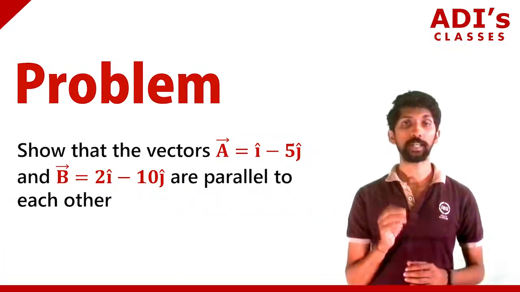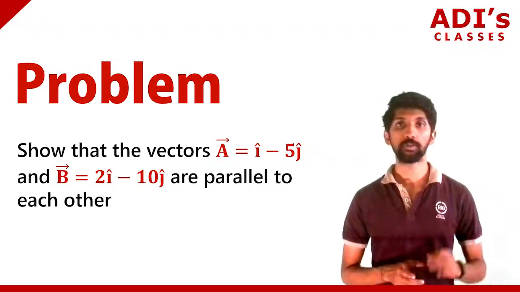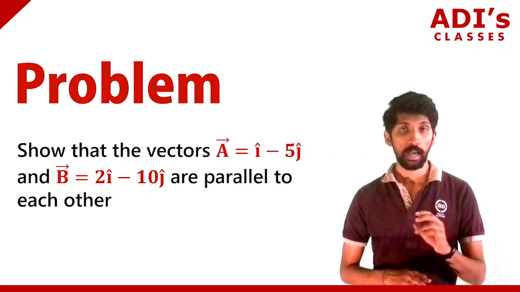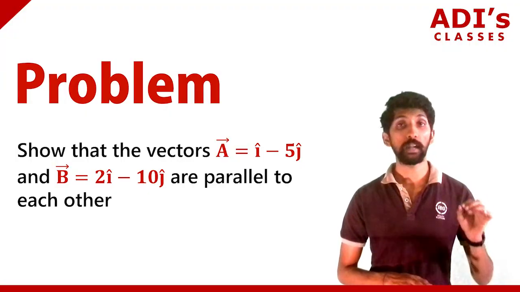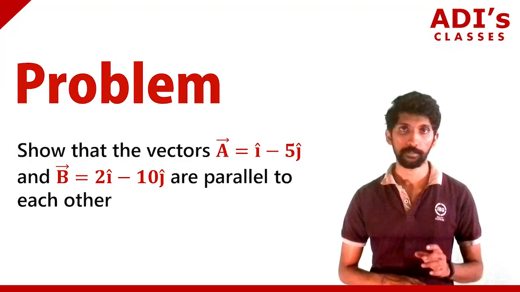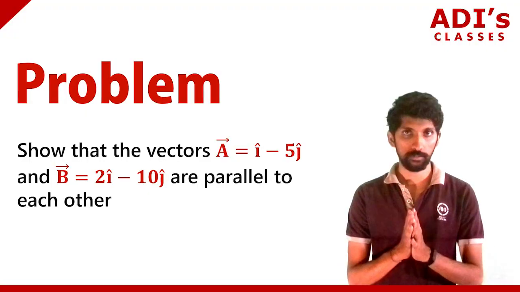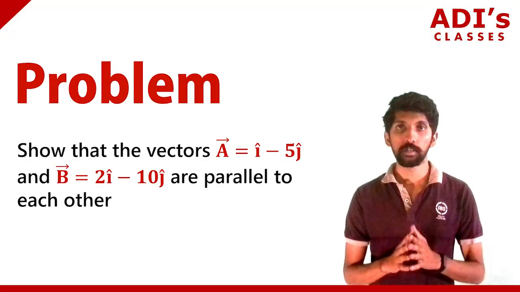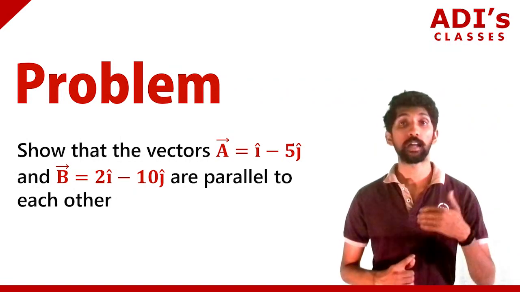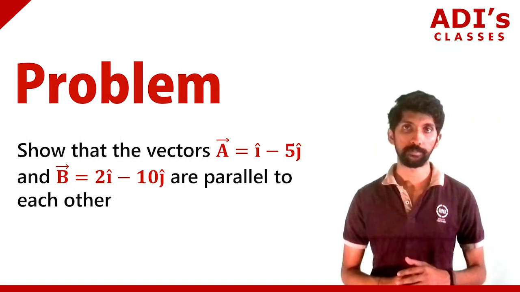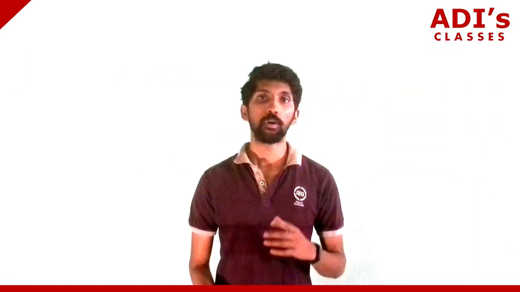Show that the vectors, vector A equals i minus 5j and vector B equals 2i minus 10j, are parallel to each other. Since this is the first one and a new concept, let me do the problem, and then you will understand how to approach a vector problem. Alright, see now, what do we have?